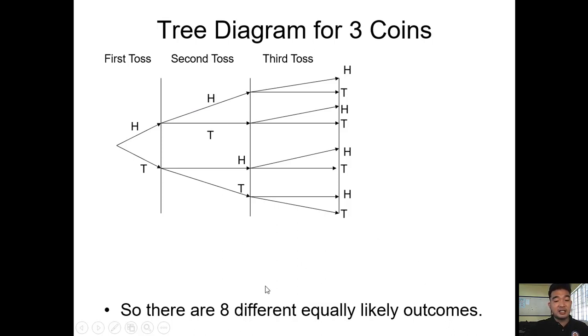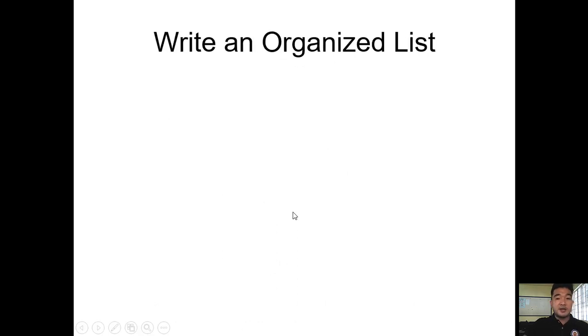Magkakamukha lang yan ng chances na maging outcome natin upon tossing the coin 3 times. So we have 8 different equally likely outcomes. So basically, that is how we write or we draw the tree diagram or branching. Yan, ganyan yung magiging itsura niya kasi kaya siya tinawag na tree diagram kasi nga mukha siyang tree. No? Write an organized list.